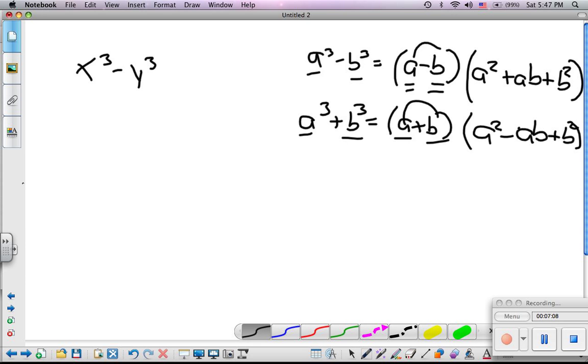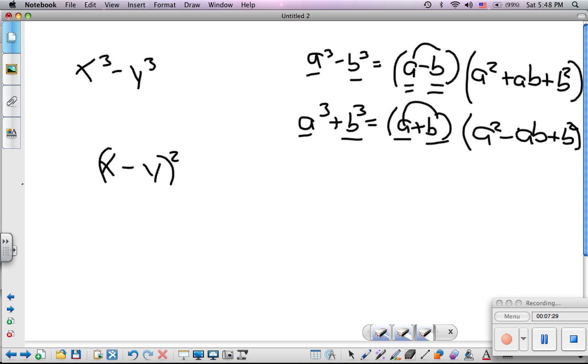And be careful, this is not the same as x minus y cubed, or squared. Never mind this last part. This should be fine for what you need to know for the test.